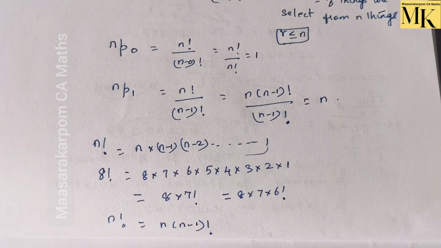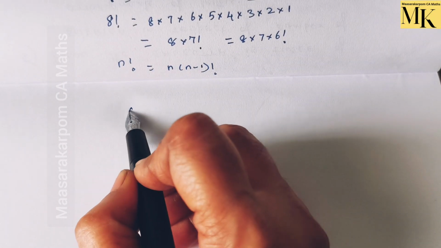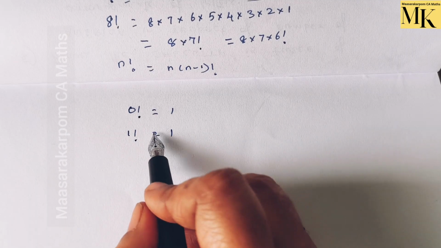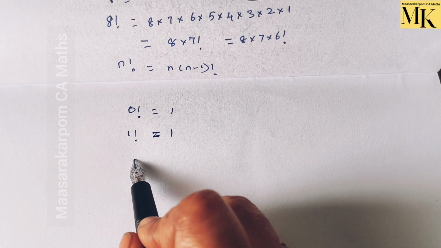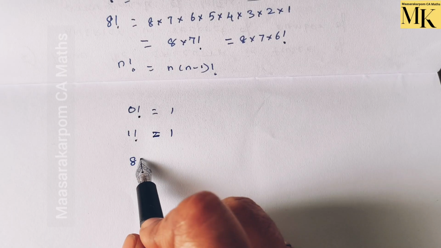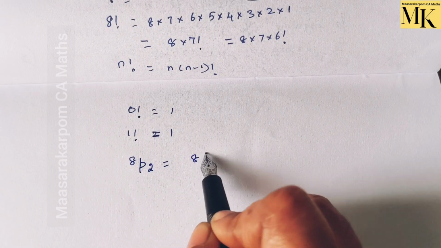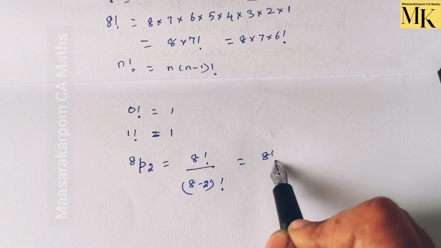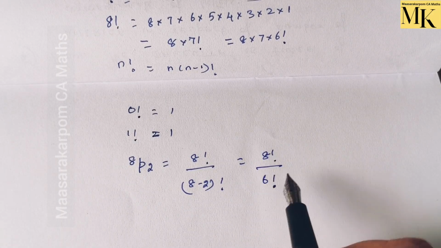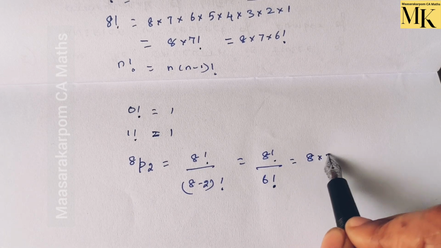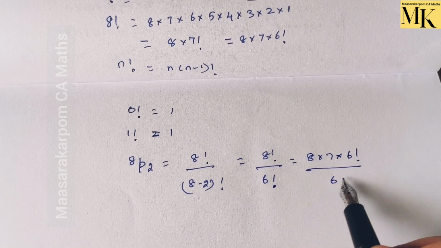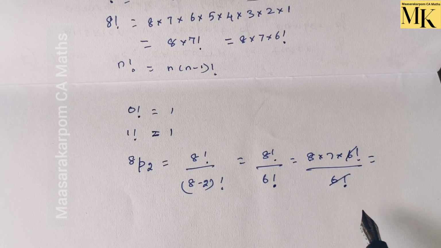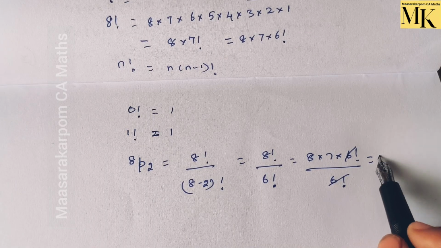Then you should know 0 factorial is 1, 1 factorial is also 1. For 8P2, the formula allows you to write it as 8 factorial by 8 minus 2 factorial. So this is equal to 8 factorial by 6 factorial. You should not just cancel 8 factorial and 6 factorial. Factorial is an expansion, so you have to write this as 8 into 7 into 6 factorial. Since the denominator is 6 factorial, you can stop there and cancel 6 factorial. So it is 8 into 7, which is 56.